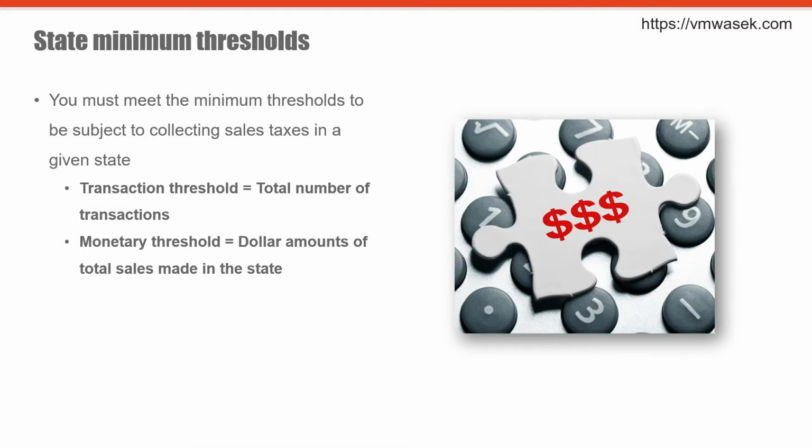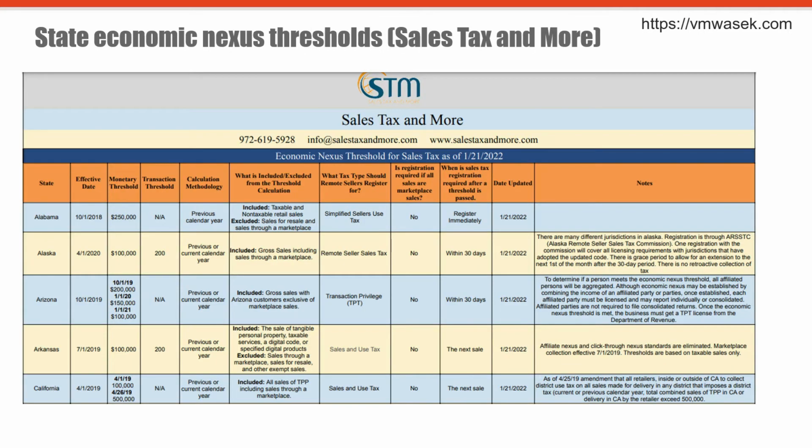When it comes to economic nexus, each state has minimum thresholds, and you must meet the minimum thresholds to be subject to collecting sales taxes in a given state. The thresholds are based on transactions, and that refers to the total number of transactions. There's also monetary threshold, and that refers to the dollar amounts of the total sales made in a state. So how do you know what the state economic nexus thresholds are?